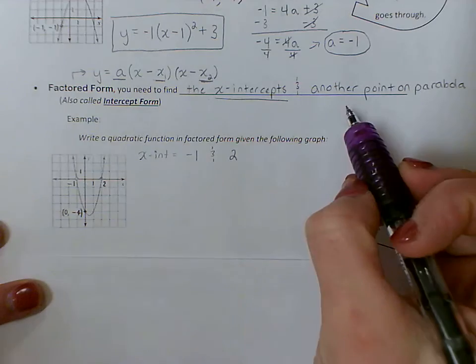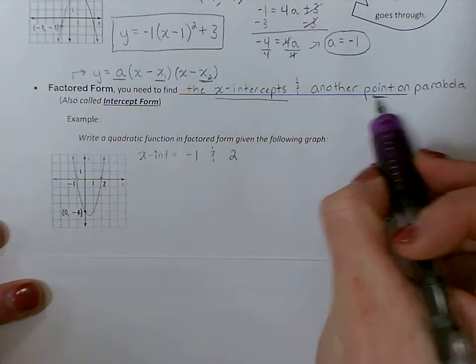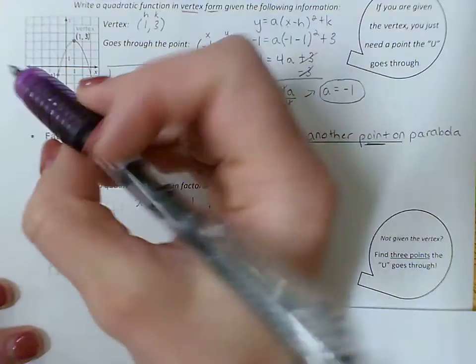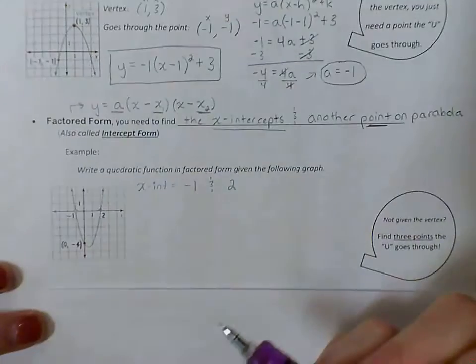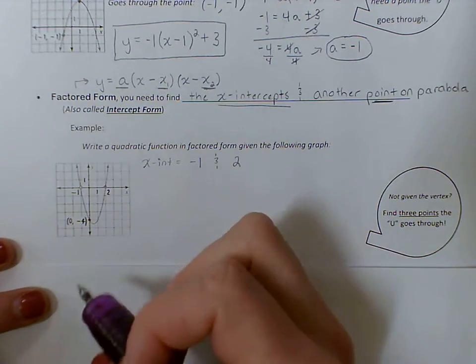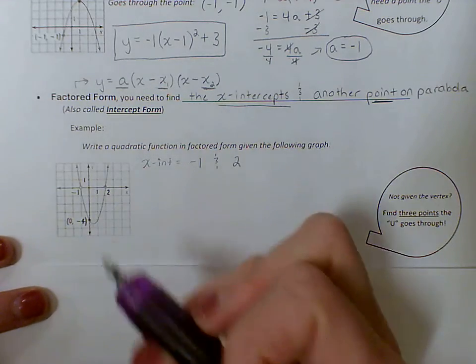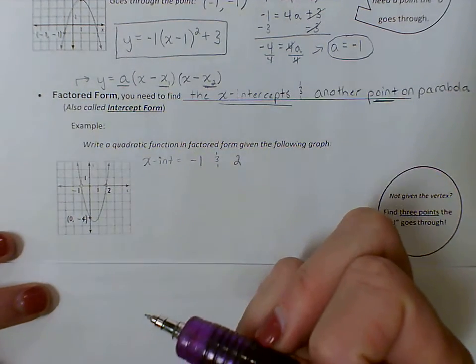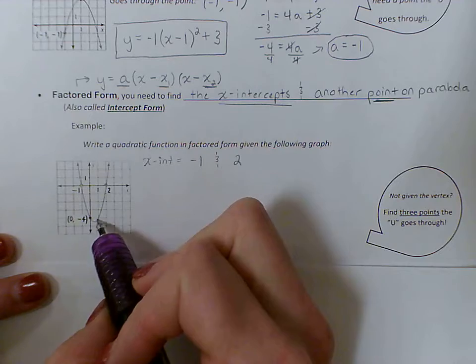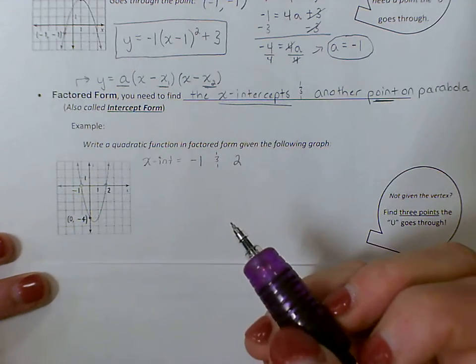Then I also have to know another point that the parabola goes through. Just like I talked about up here, it can be any point that it goes through. It doesn't necessarily have to be the point they pick out for you. But if they do pick it out for you, they're probably wanting you to use that one particularly. But it could really be any good point that's on your graph.